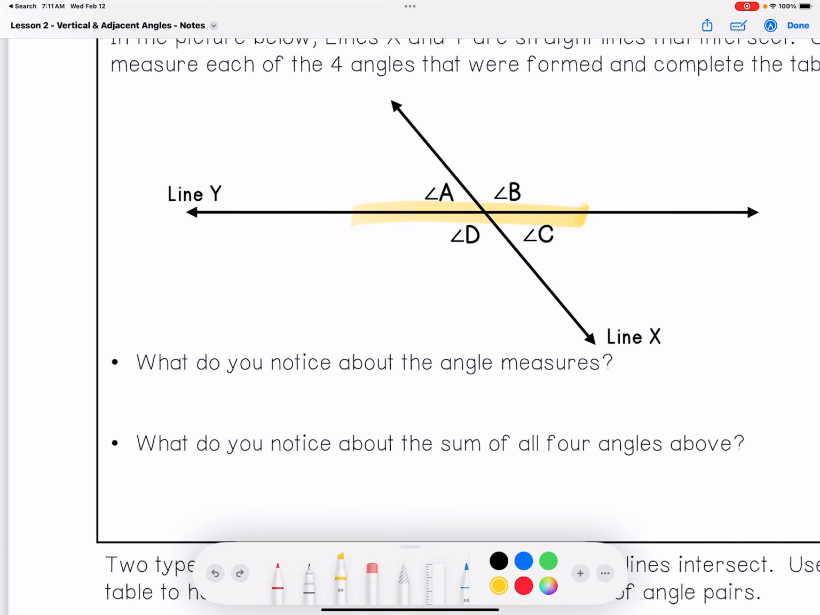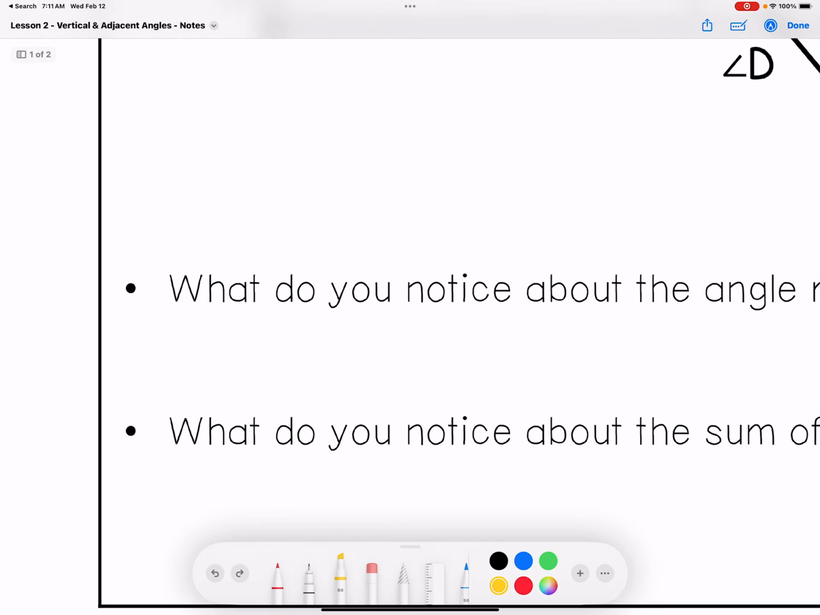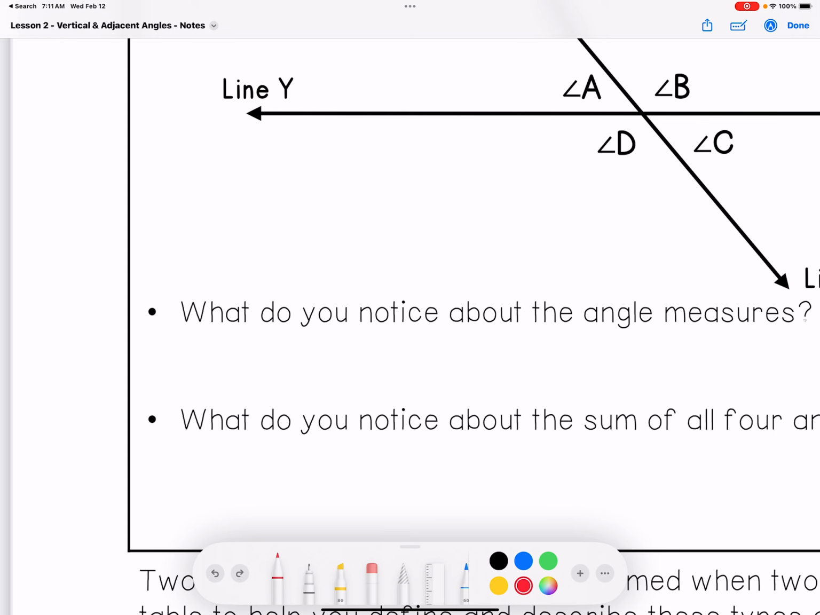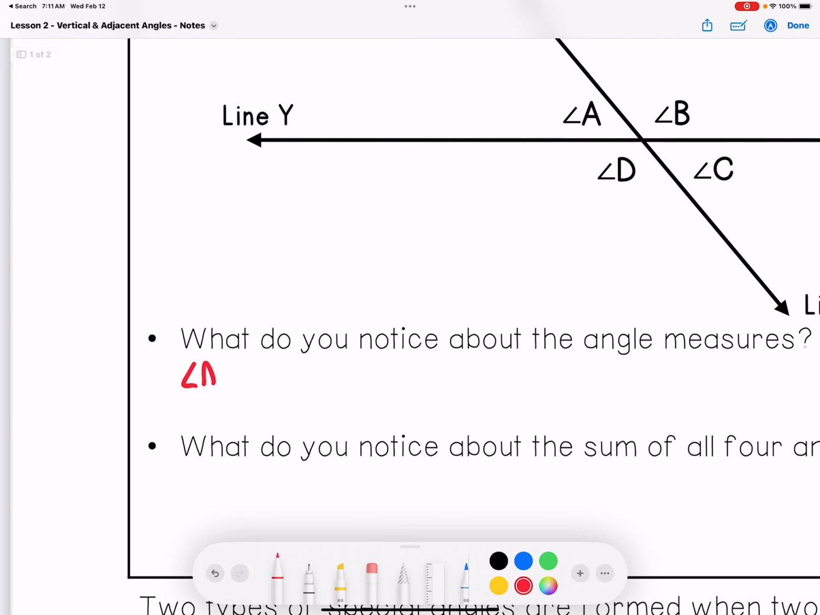Just look at it and tell me, do these two right here not look like they're about the same angle? Look at that. Does it not look that way? Does it not look like C and A are about the same angle except in different directions? So here's what we need to write. Angle A and angle C look congruent.